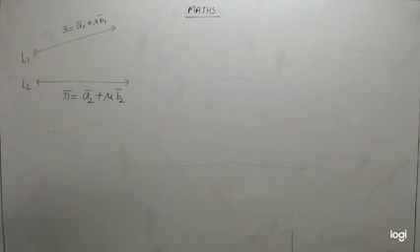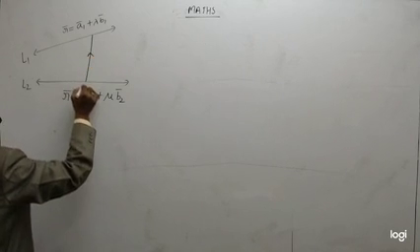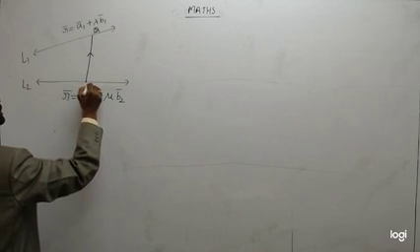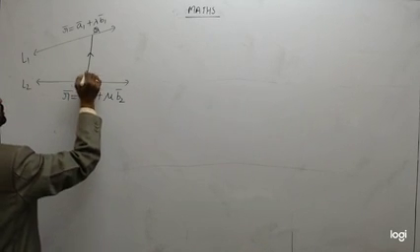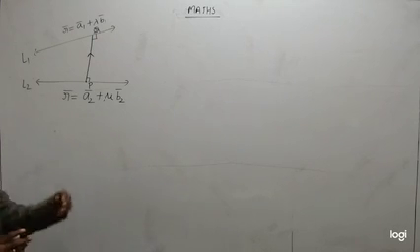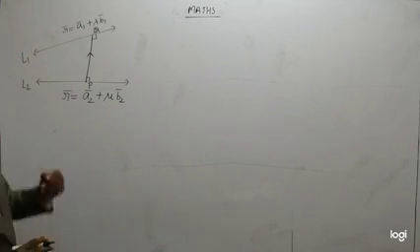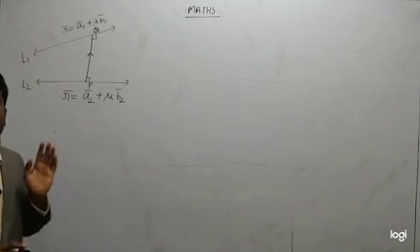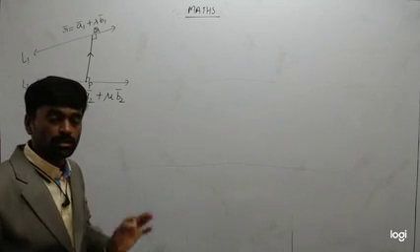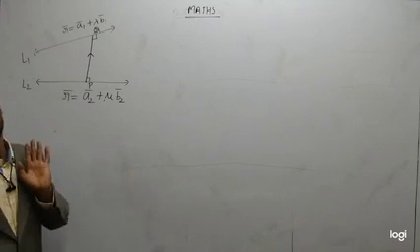Okay, then suppose PQ is the vector perpendicular to both L1 and L2. Then the shortest distance will exist. That means PQ is the vector perpendicular to both L1 and L2, so along the line PQ we will get the shortest distance. Then this line PQ becomes the line of shortest distance.